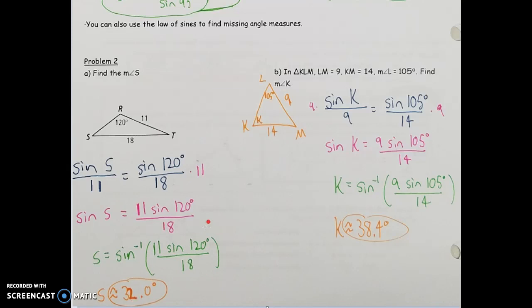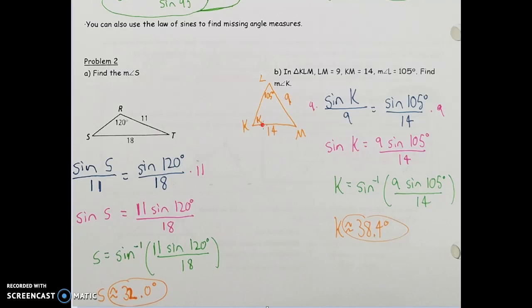Same situation in part B, although they don't give you a diagram. My suggestion would be to draw one out first. If I have a triangle KLM, so I drew out KLM, we know that the length of LM is 9, so LM I've labeled as a length of 9. We also know a length of KM, which is 14. We know one angle, which is angle L, is 105 degrees. We want to use that to find angle K. And we can still use law of sines because I have an angle and two sides. So that's an angle that's not included and two sides next to it.